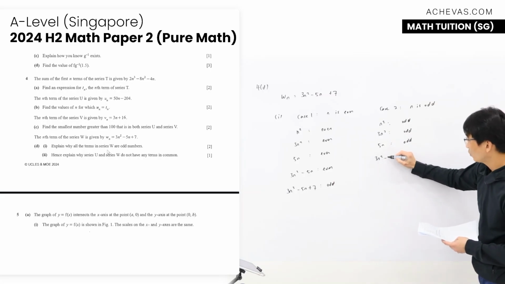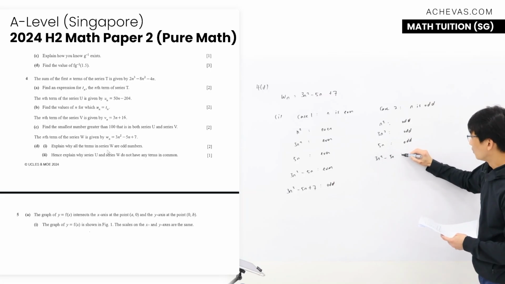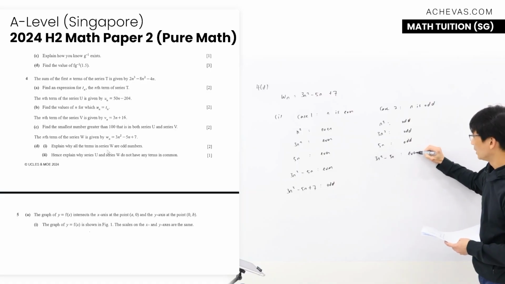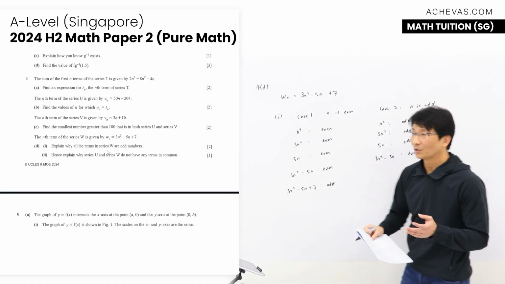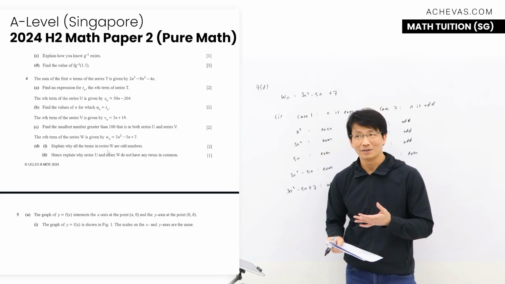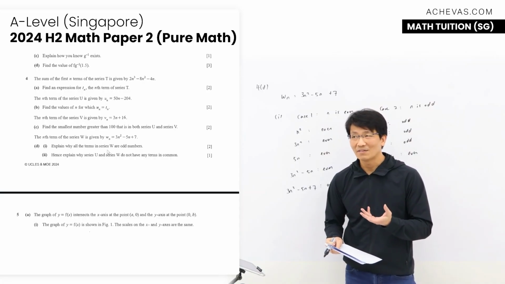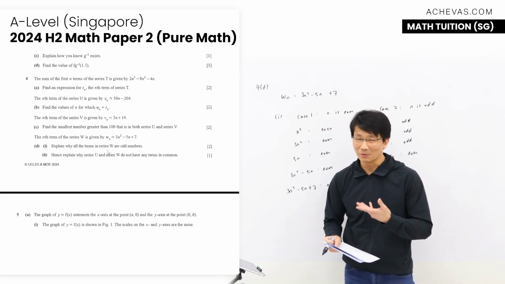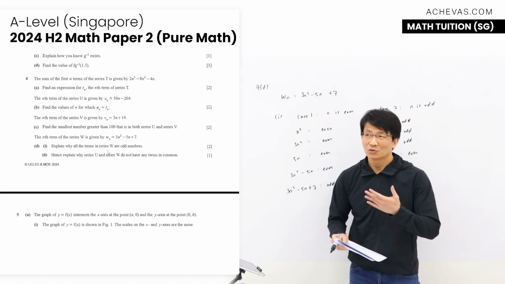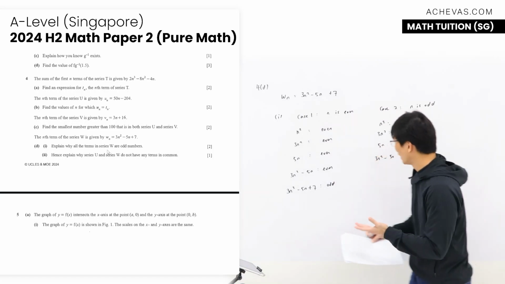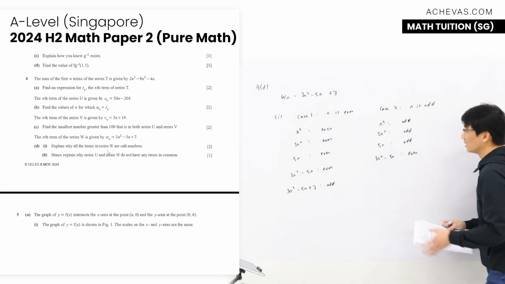And 3n squared minus 5n, this time round, will always be even. Because when we are looking at odd subtract odd, it will always end up with even. Like for example, 11 minus 3, you will end up with 8. 21 minus 13, you will end up with 8 again. We can try to think of some examples of that, and we can generalize the result here.